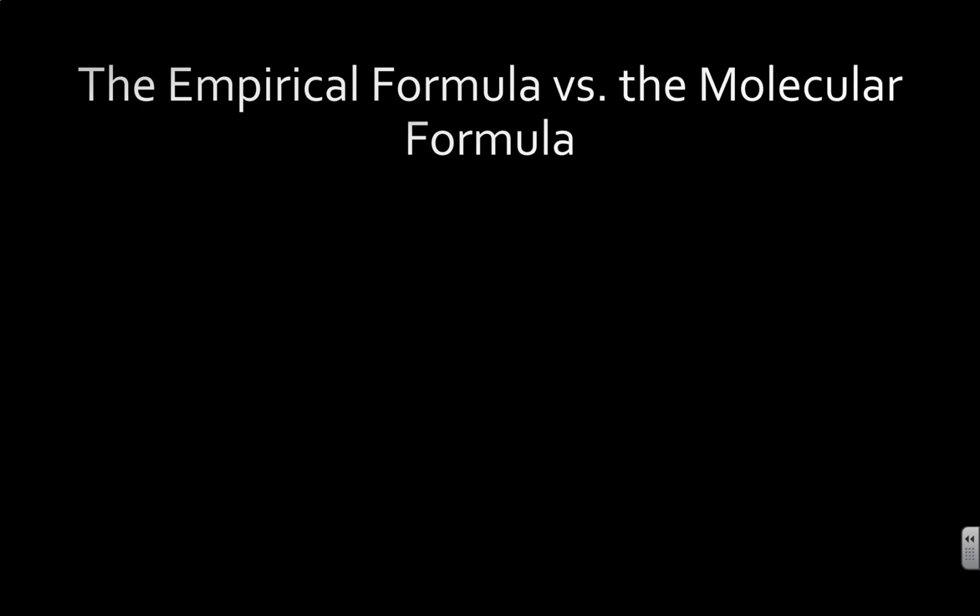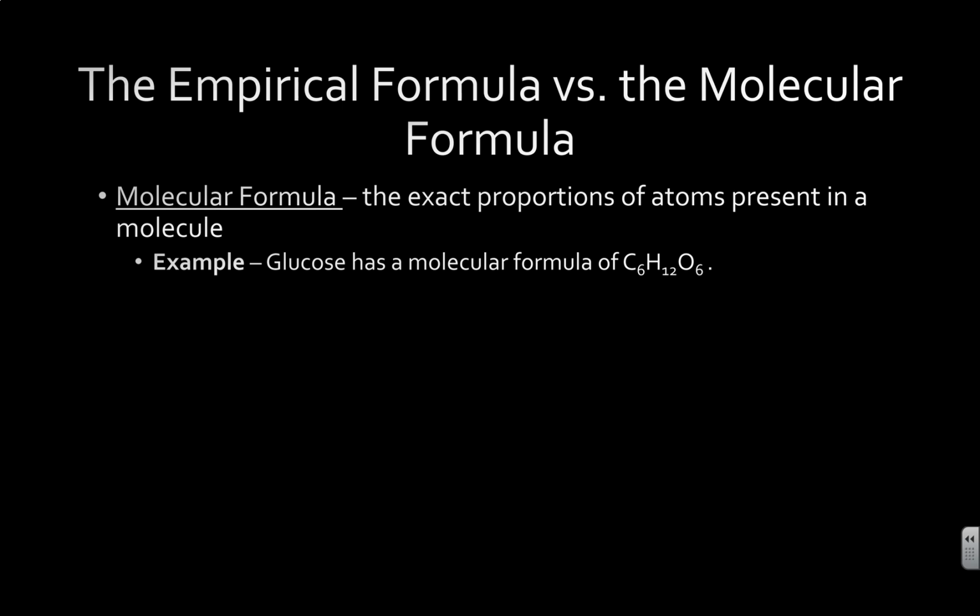Now that we've learned about percent composition, let's talk about the empirical formula and the molecular formula. So just a couple of definitions. The molecular formula is probably what you are aware of. It's the exact proportions of atoms present in a molecule, right? So glucose has a molecular formula of C6H12O6. So there are 6 carbons, 12 hydrogens, and 6 oxygens.